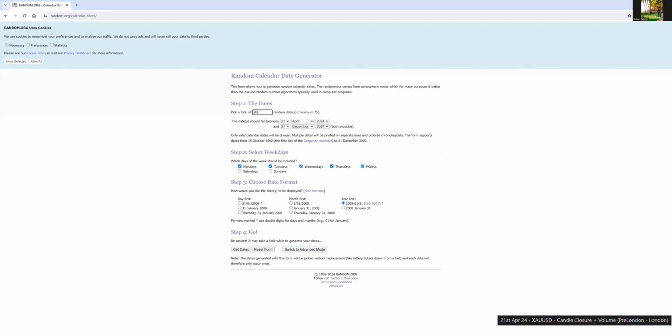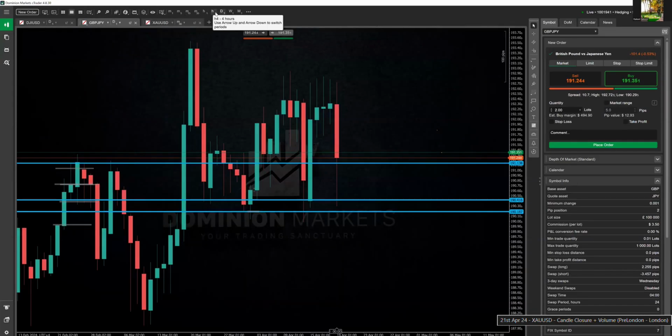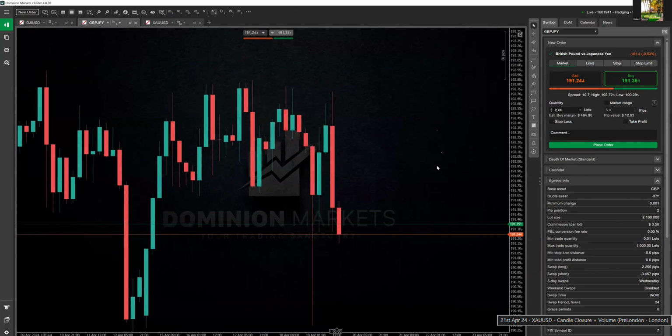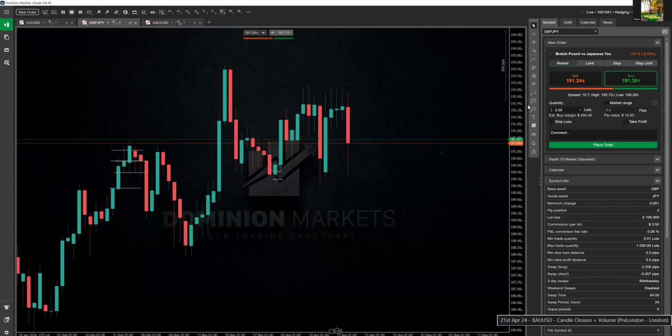Okay. So let's pick a random date over here. Right now, mind you, this was easy, right? This was easy. Sometimes, it may not be easy. Like if you look at pound yen here, I'll just quickly do some zone work. If you look at the pound yen on the daily time frame, daily is basically consolidating right here.